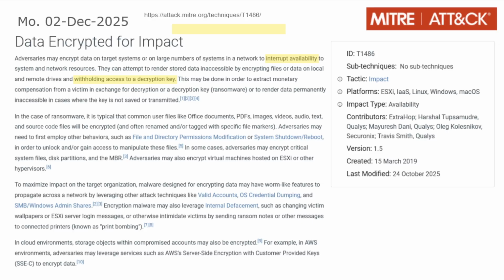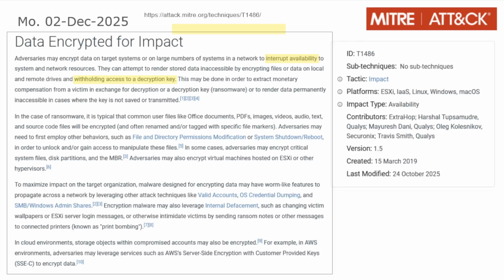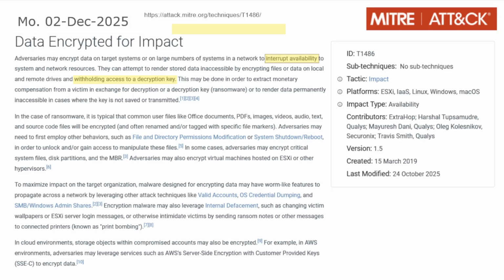Yeah, in the case of ransomware, it is typical that common user files like Office documents, PDF, images, videos, audio, text, and source code files will be encrypted. Well, it's also usual that the entire hard disk drive is encrypted, or whatever, your entire storage medium is encrypted. They are not selective when it comes to what to encrypt and what not. They encrypt everything, and often rename and or tag files with specific file markers. Adversaries may need to first employ other behaviors such as file and directory permission modification, or system shutdown reboot. Those are other techniques that they need to do.